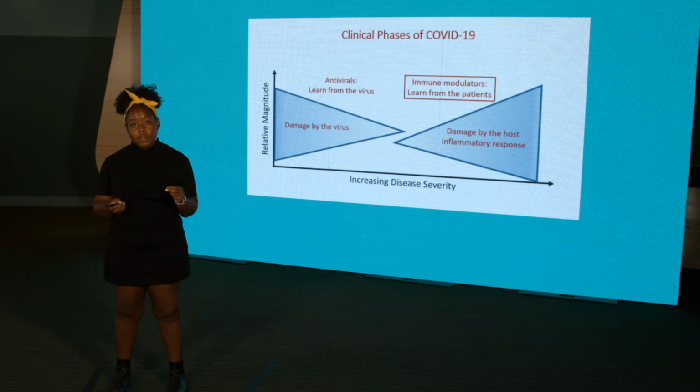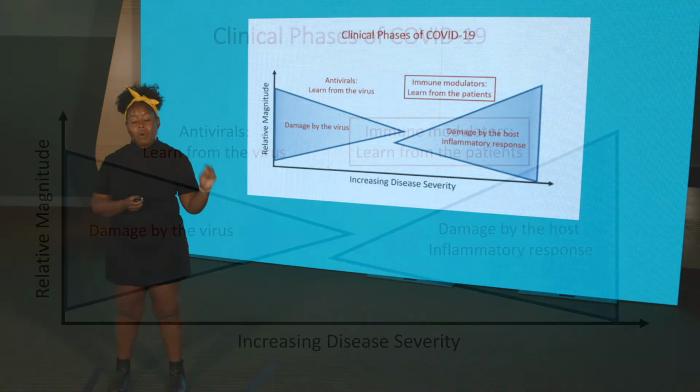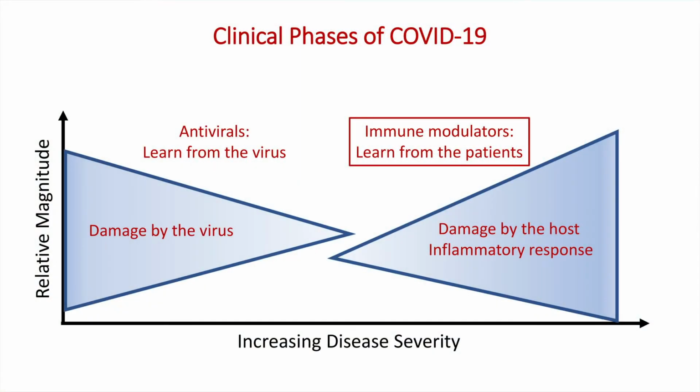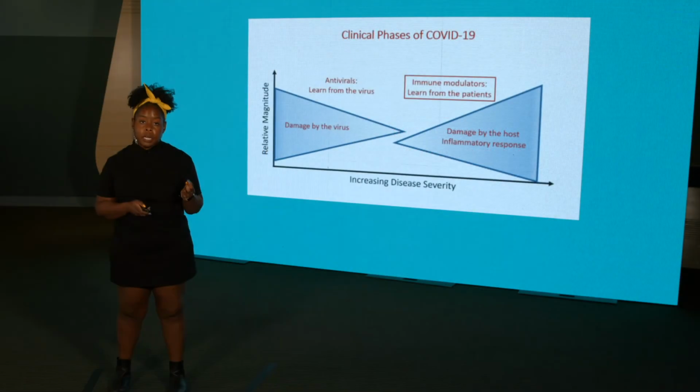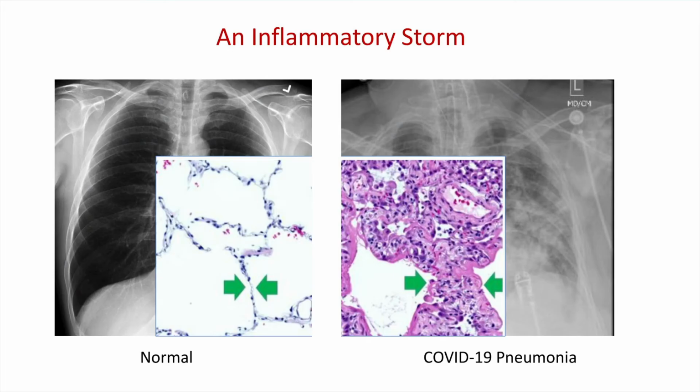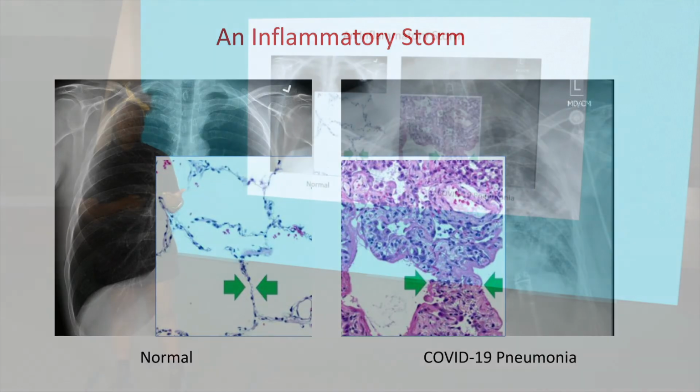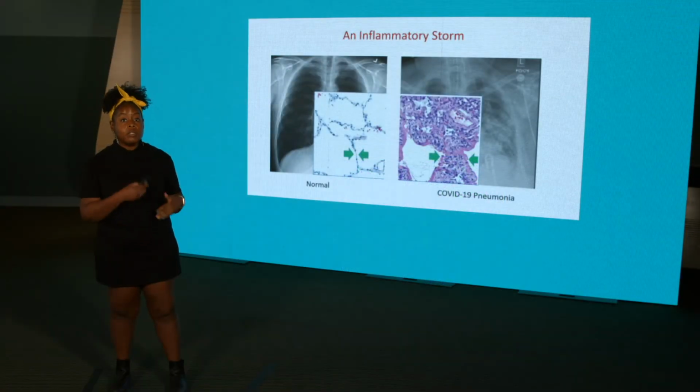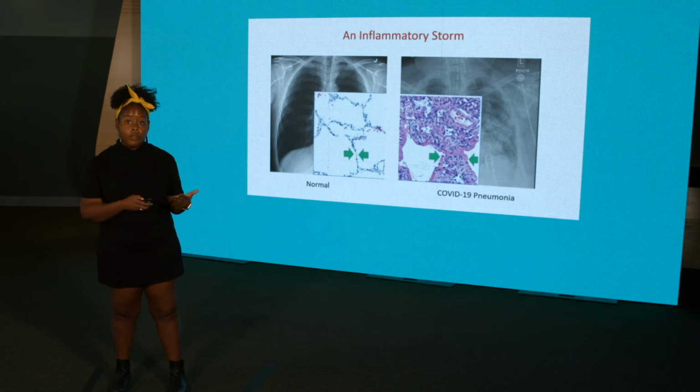Again, there are these two different clinical phases of COVID-19, one in which damage is caused by the virus, the other in which damage is caused by the host immune response. In the second phase of the disease, what we want to do is target the immune system itself using drugs called immune modulators to help patients that are infected with SARS-CoV-2 and are experiencing severe COVID-19 disease. This inflammatory storm, as was discussed in the second lecture, occurs when immune cells enter the lung and interfere with its normal functioning, and that's what leads to the difficulty breathing and this COVID-19 pneumonia.